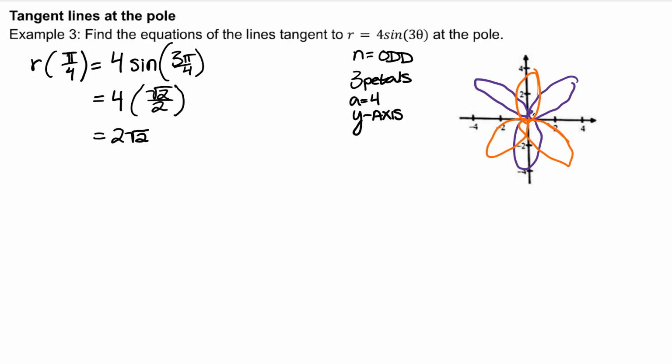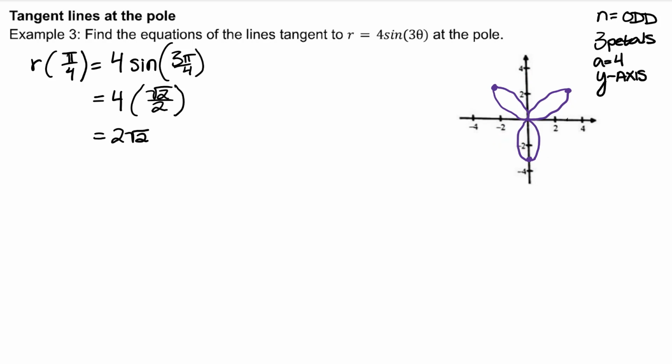At pi fourths, the radius is 2 root 2. So when our radius is 2 root 2, so around here, pi fourths is our angle. That is matching up with the purple petal. Obviously, I drew those too long. Let's fix it. We're looking for the tangent lines at the pole.